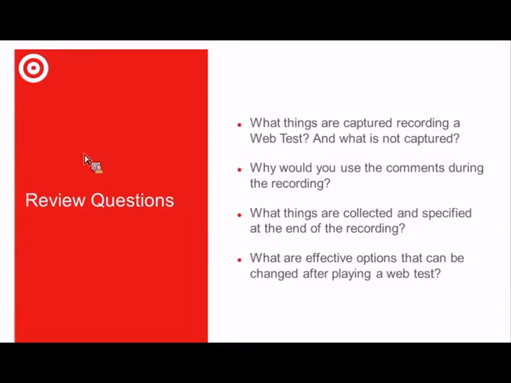What are the effective options that can be changed after playing a web test? Actually, I didn't get into demonstrating this, but I'll demonstrate it again later. Essentially the options that we can change: the number of iterations, whether we're actually using think times or not, the default path that cookies are actually stored on, and what browser we're actually emulating.